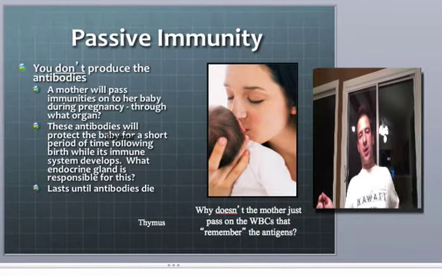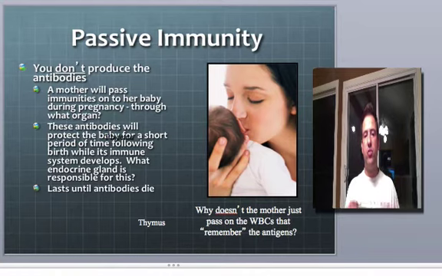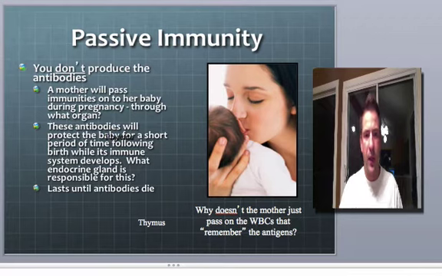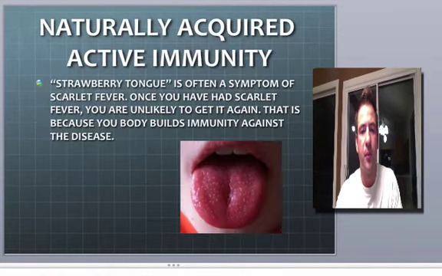Now the second thing we're going to talk about is passive immunity. This means that you don't produce the antibodies. A mother will pass on immunities to her baby during pregnancy through what organ? Okay, through the thymus. The antibodies will protect the baby for a short period of time following birth while its immune system develops. This basically lasts until the antibodies die and then you start producing them on your own.